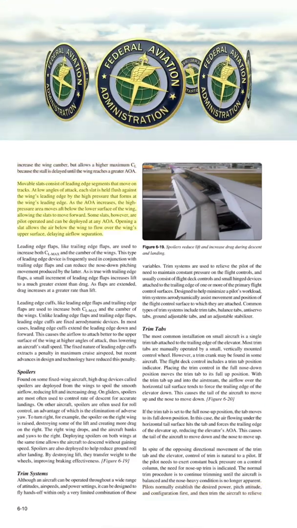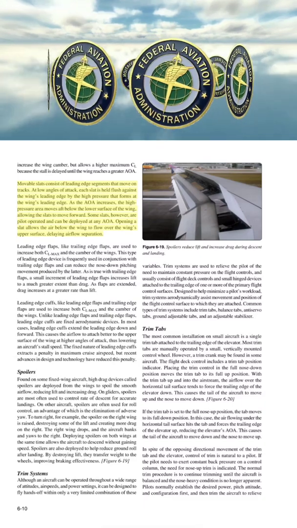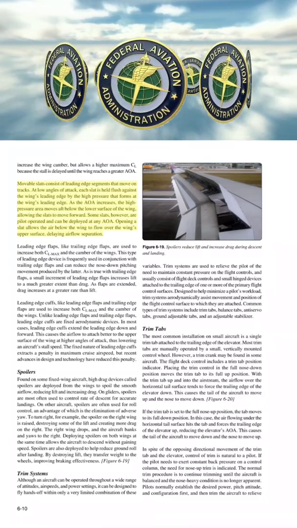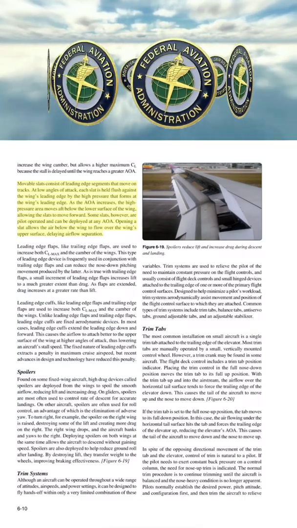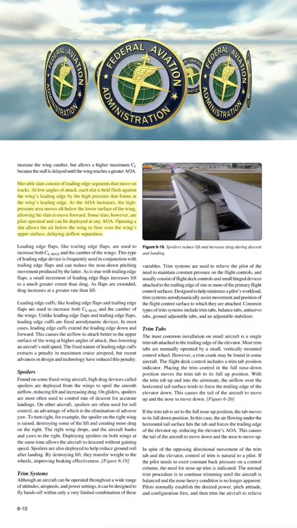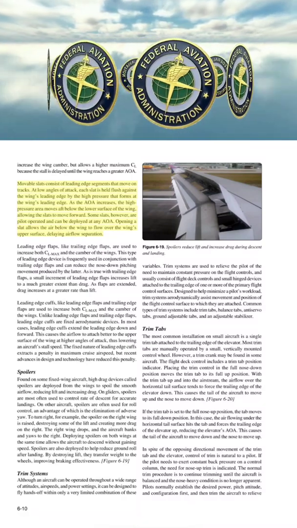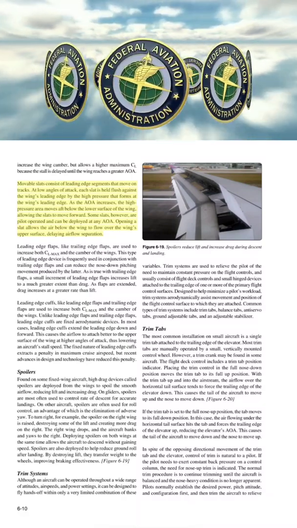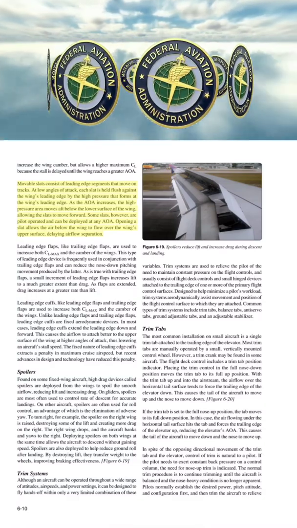Movable slats consist of leading-edge segments that move on tracks. At low angles of attack, each slat is held flush against the wing's leading edge by the high pressure that forms at the wing's leading edge. As the AOA increases, the high-pressure area moves aft below the lower surface of the wing, allowing the slats to move forward. Some slats, however, are pilot-operated and can be deployed at any AOA. Opening a slat allows the air below the wing to flow over the wing's upper surface, delaying airflow separation.